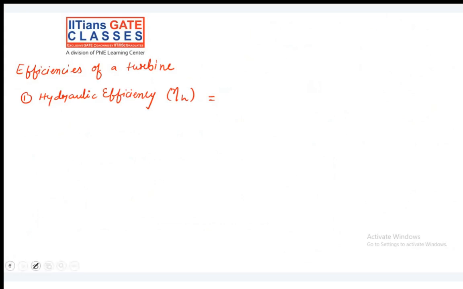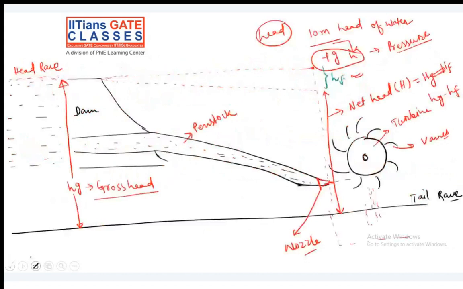What do I mean? Let us get back to this one. This is your runner, yes or no? Means this is your runner. So what is my hydraulic efficiency? It is the ratio of power given by water to the power given by turbine.